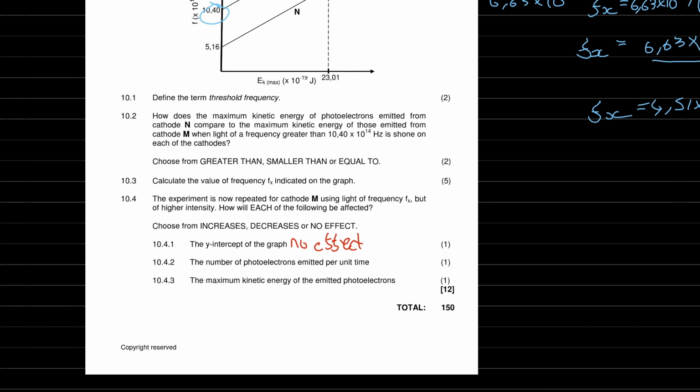Next up we have the number of photoelectrons emitted per unit time. This will increase because we're shining more light on it. High intensity means more photons per second, which means more electrons emitted per second. So that's going to go up. And the maximum kinetic energy of the photoelectrons, nothing. The reason nothing happens there is because we're not changing the frequency of light. We're just increasing the number of photons hitting. So the frequency is staying the same, which means there won't be more residual energy left over. And that's why it's no effect.